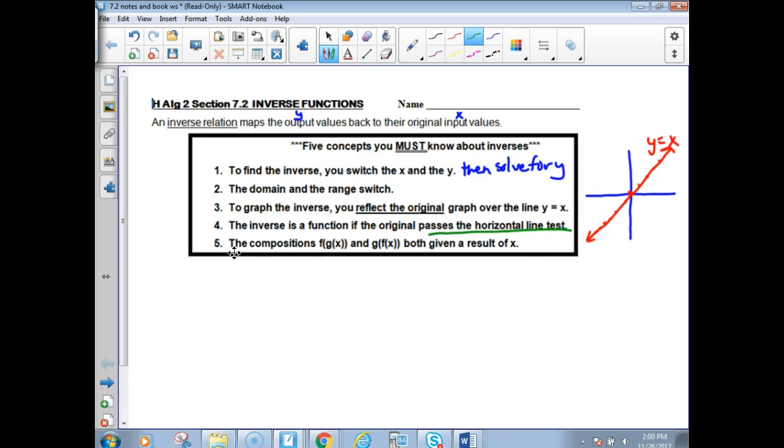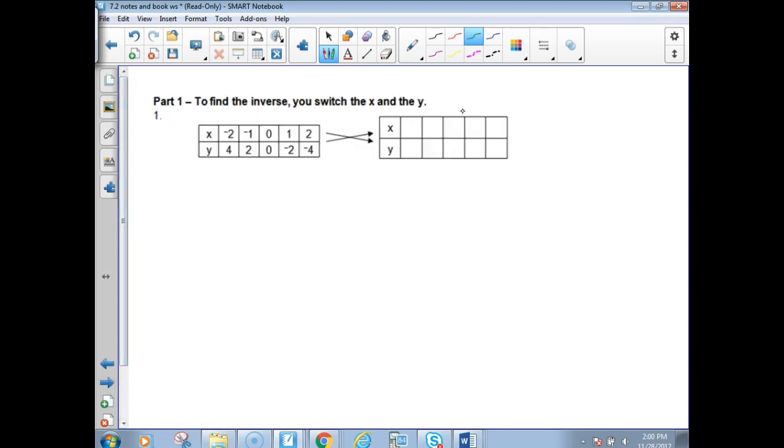Okay. The compositions f of g of x and g of f of x will both give the result of x if, in fact, the equations are inverse functions. All right, let's do some examples so you can understand what this is.